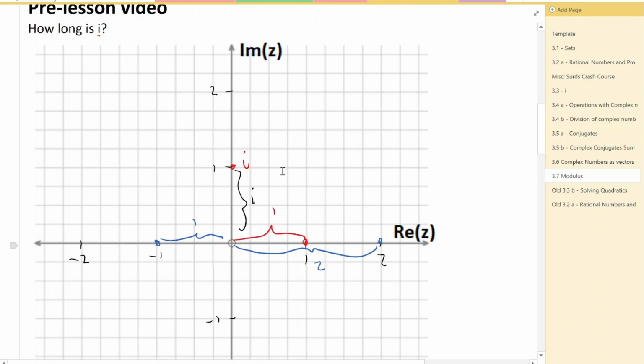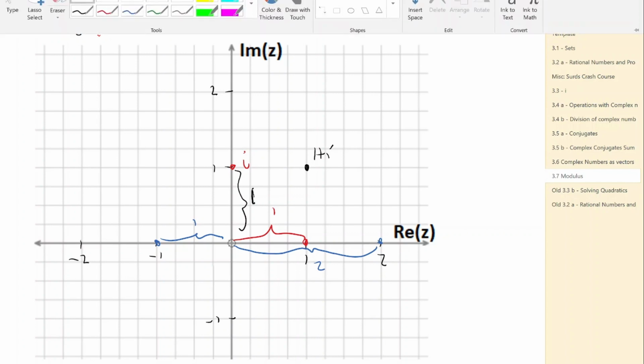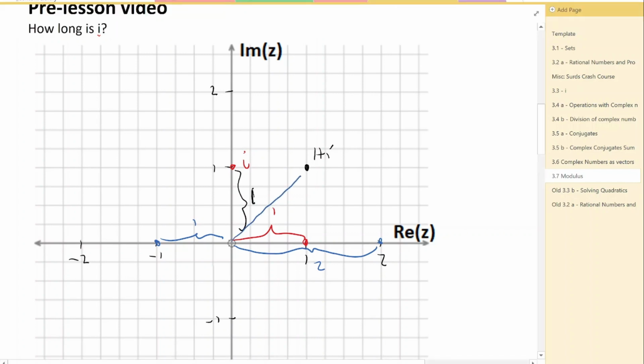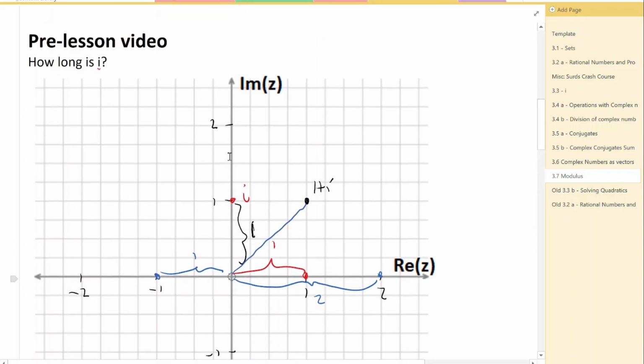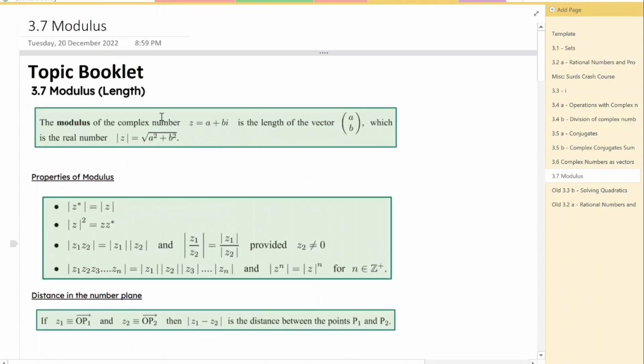Complex numbers are vectors, which means that they've got lengths. So the number i is 1 long, and then a number out here, like 1 plus i, probably a little bit longer than 1. I reckon that line's just a bit longer because it goes diagonal. So in general, because complex numbers are vectors, and vectors have a length, complex numbers have a length.